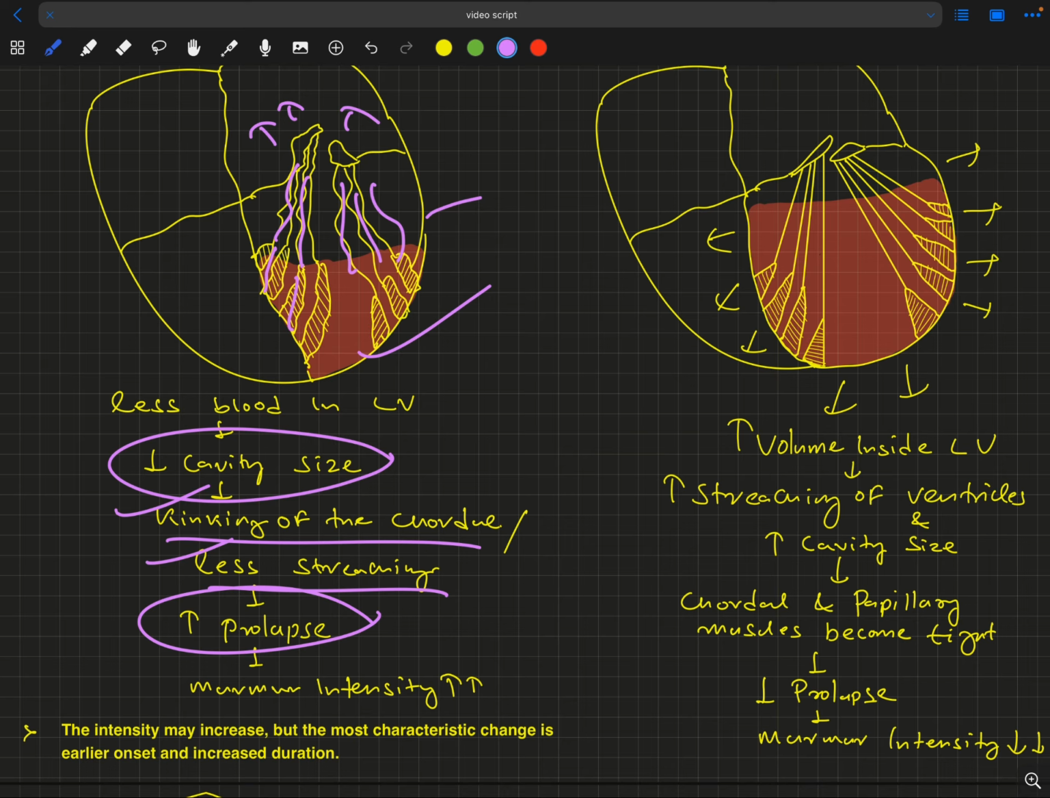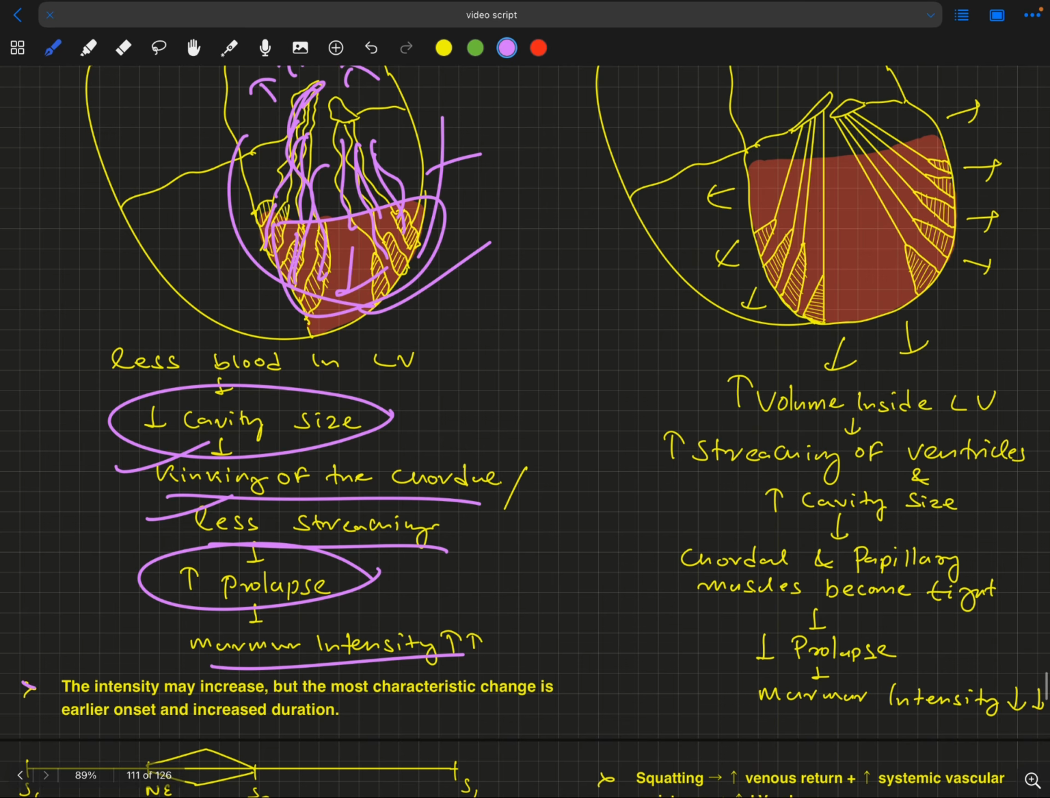But you can explain it like this: if there is less blood inside the left ventricle, there will be more kinking of the chordae tendineae that will keep the mitral valve leaflets relaxed. When the ventricle contracts, they will move and create a sound, or they will move for a longer period of time, which will lead to an increase in intensity of the murmur. So murmur intensity may increase, but the most characteristic change is earlier onset and increased duration.